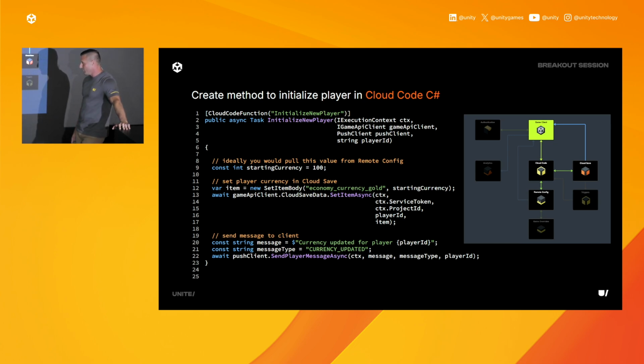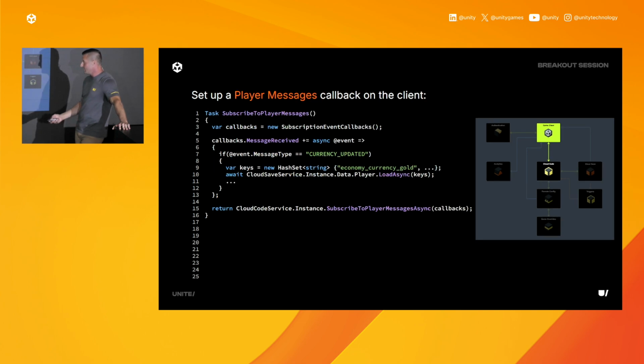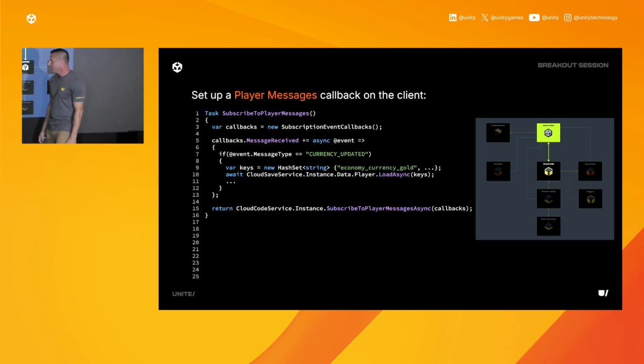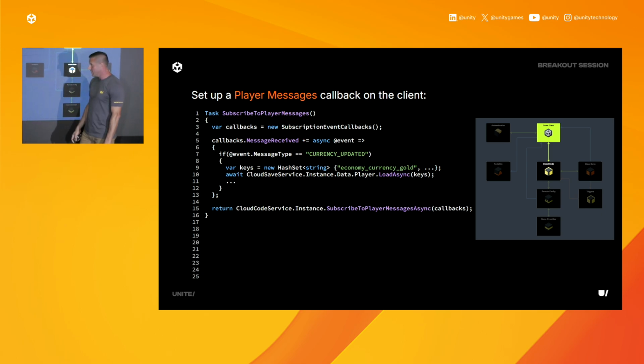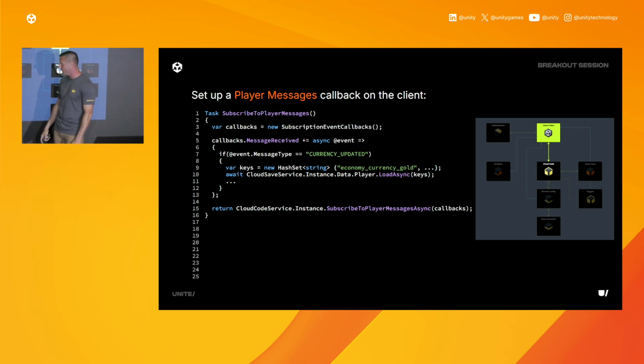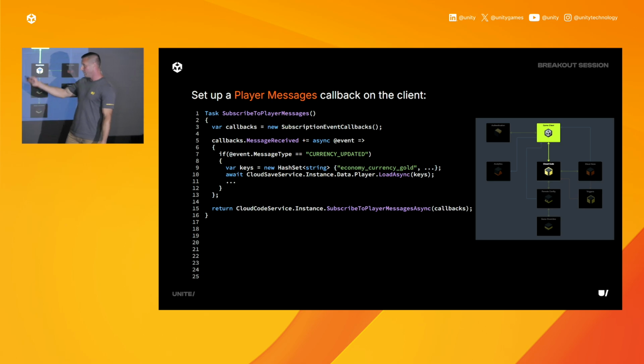So we just tell the client, hey, I have a message. Here's the value, and the client receives the message if it subscribes to the callback. It's as simple as, on the client side, all you have to do is subscribe to these player messages. There's a bunch of different callbacks that you can get. One of those is message received. And here we're just checking the event type, or the message type, that we just set. And if its currency was updated, you might display some changes in the UI. You might take some other kind of action on the client side. But really, it's just I want to load this new value from Cloud Save, and we can do something with it now.